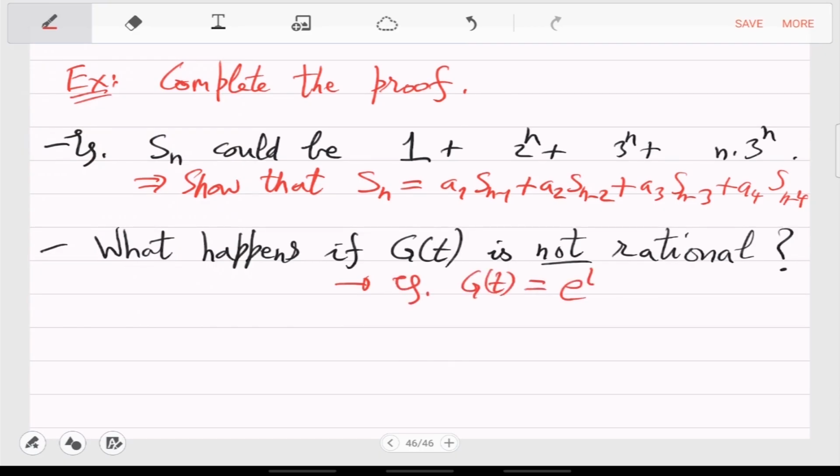Example, G(t) is e raised to t, or suppose it is e raised to t. What will happen then? Or more interestingly, if I give you an Sn which doesn't have a linear recurrence, I give you a non-linear recurrence, how will you handle it in general? Right, that's the next question, and we'll see actually many simple examples where that actually happens.